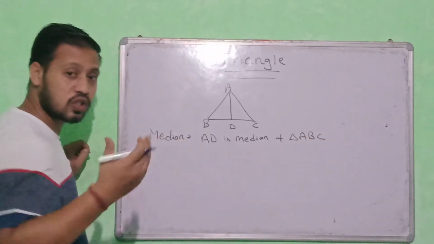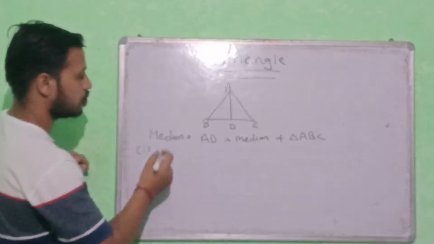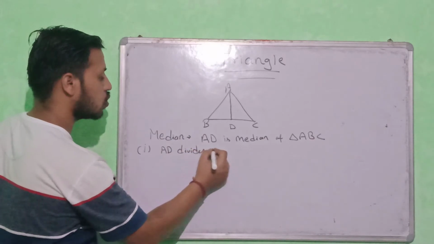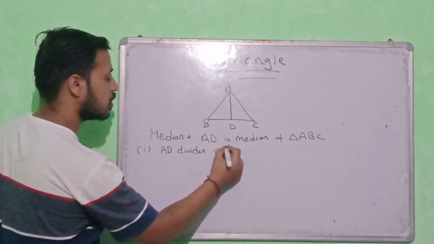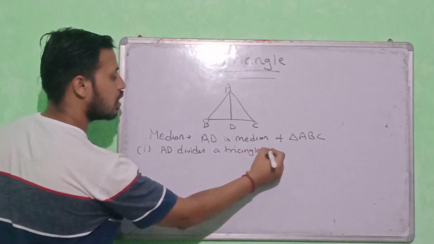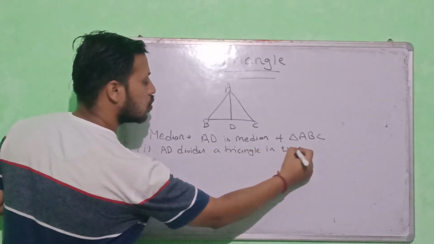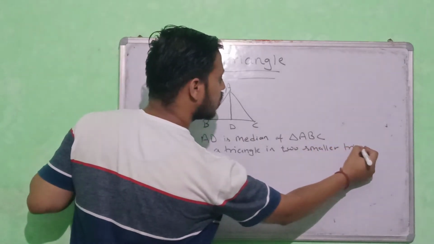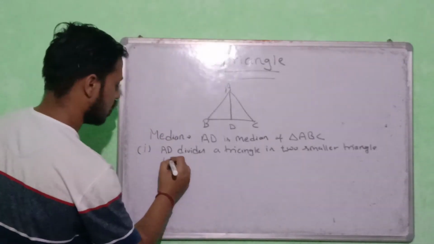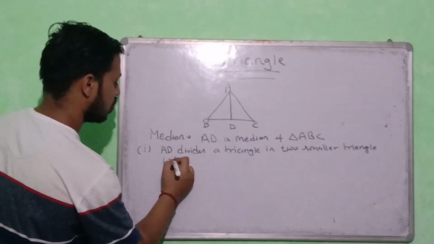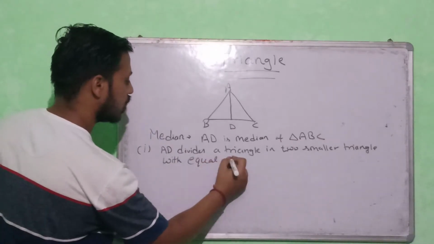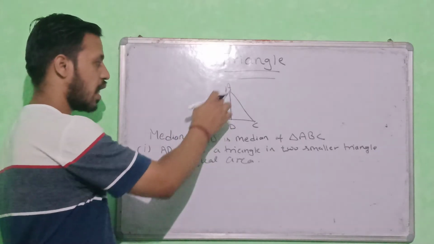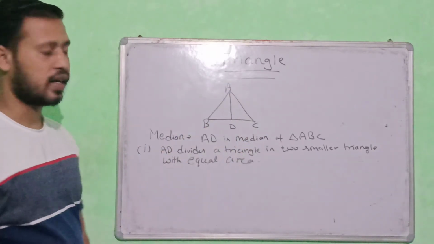The property of this median is that AD divides a triangle into two smaller triangles with equal area. This triangle ABD and this triangle ADC have equal area. This is the property of a median.